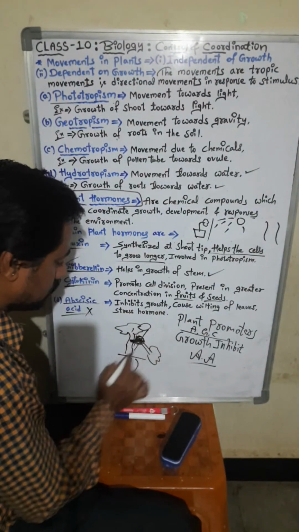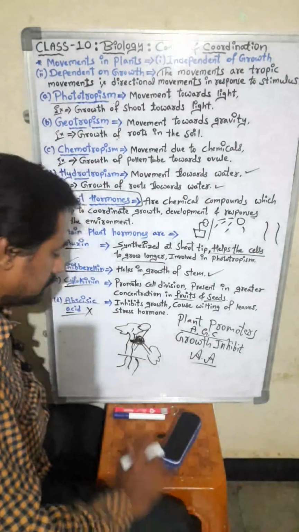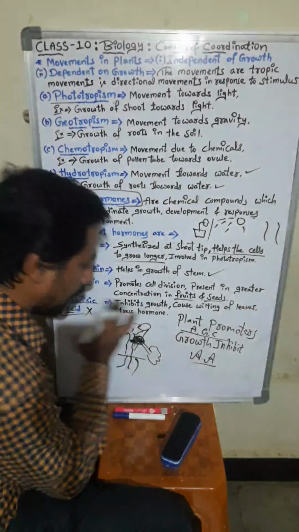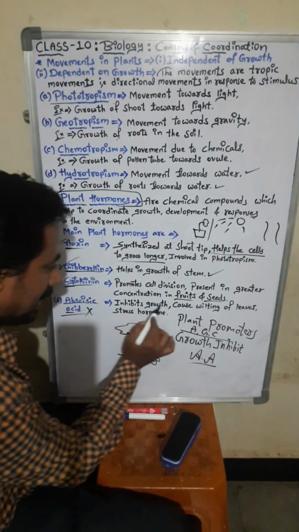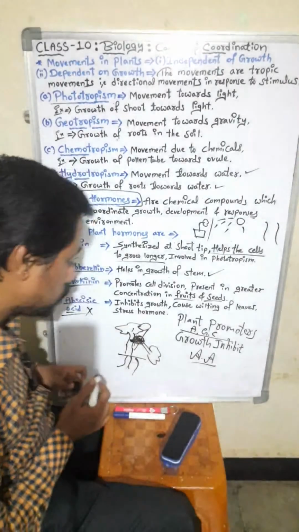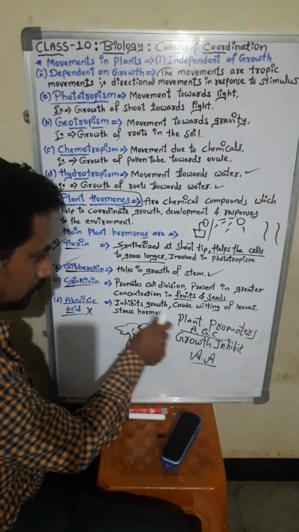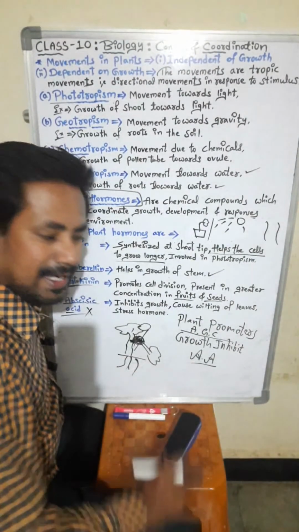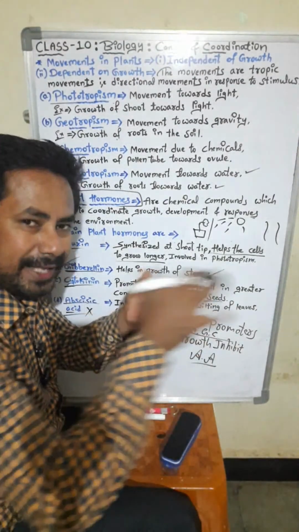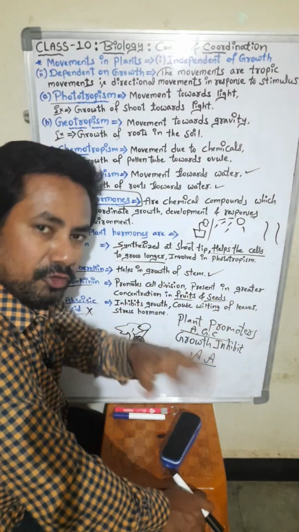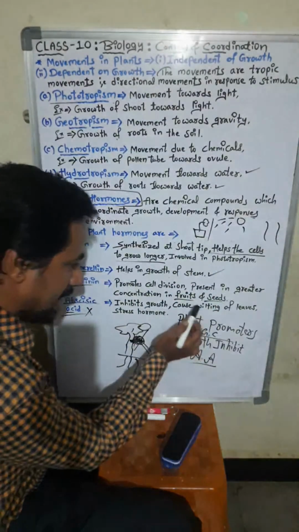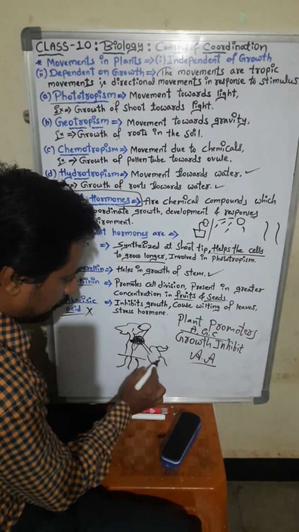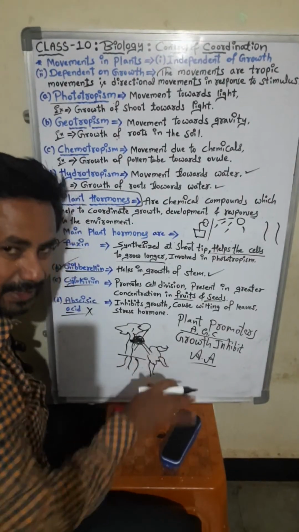Food is prepared in leaves, and water is absorbed from the roots. So abscisic acid is released to stop growth. It inhibits growth. Inhibit means stop. It causes wilting of leaves. What does wilting mean? The leaves fall away from the plant, that is known as wilting of leaves. The leaf falls down from here.